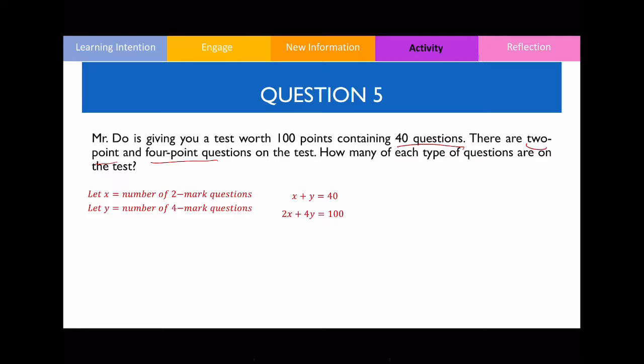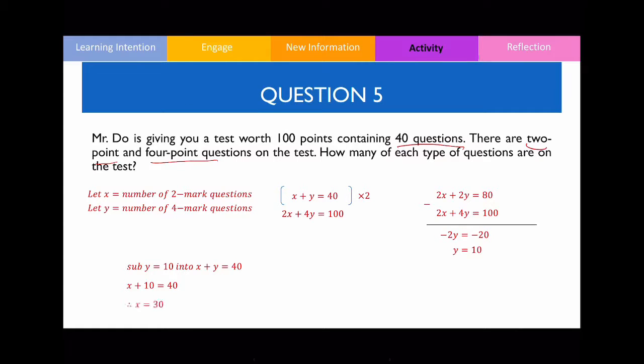So I'm going to cancel out x by multiplying this equation by 2, and then subtract, and then this is the value you should get for y. Sub that into one of the equations to solve for x. So therefore, x is going to be equal to 30 in this case, and always write a written statement to answer the questions, okay?